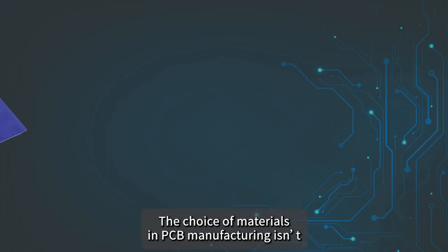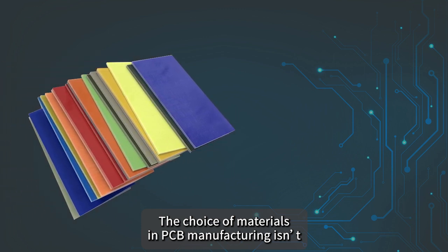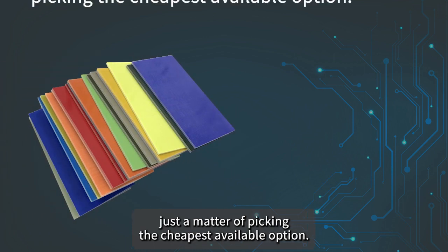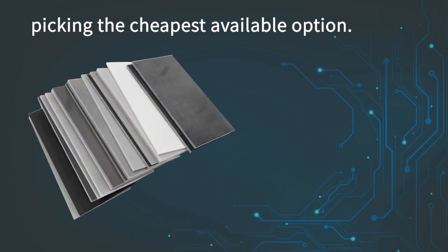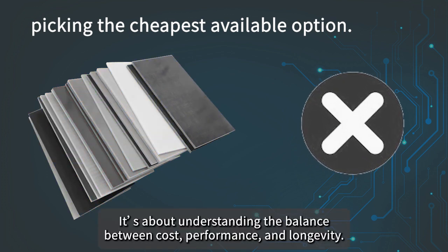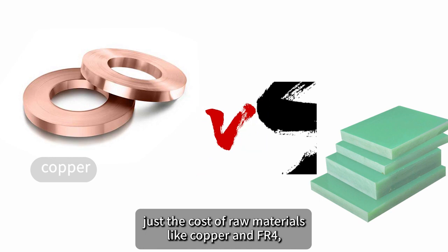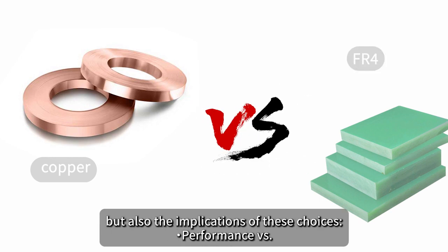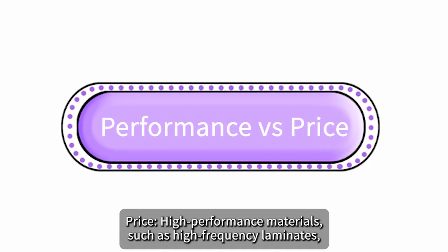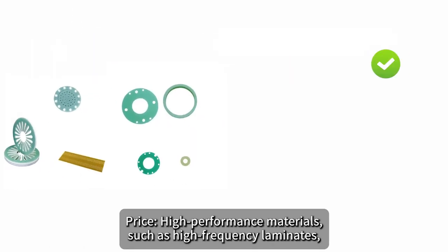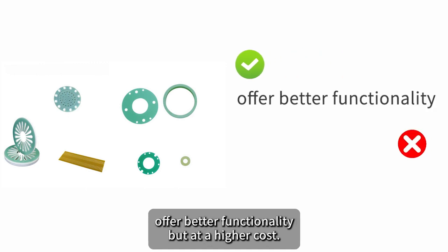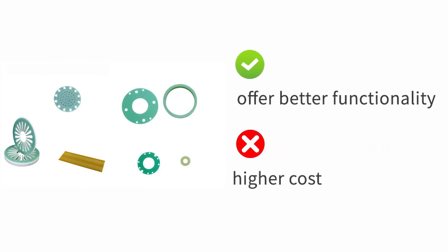1.1 Material selection and costs. The choice of materials in PCB manufacturing isn't just a matter of picking the cheapest available option. It's about understanding the balance between cost, performance, and longevity. Here, we explore not just the cost of raw materials like copper and FR4, but also the implications of these choices. Performance versus price. High-performance materials, such as high-frequency laminates, offer better functionality but at a higher cost.